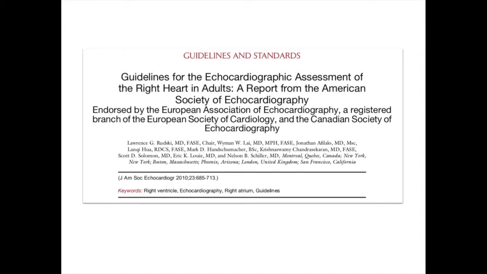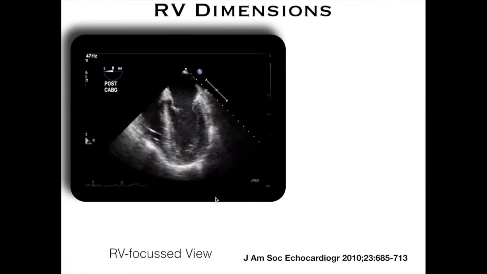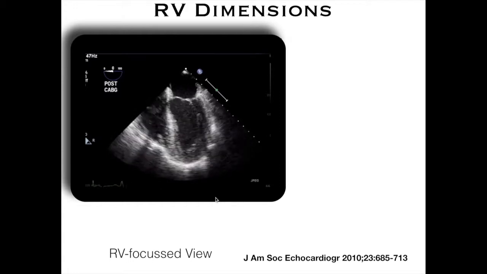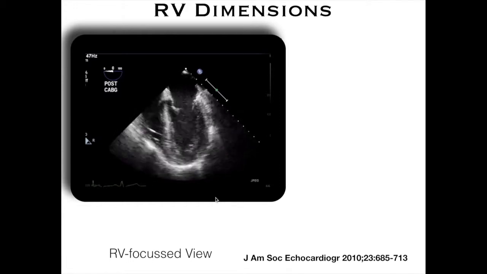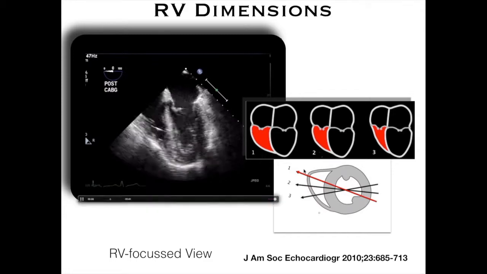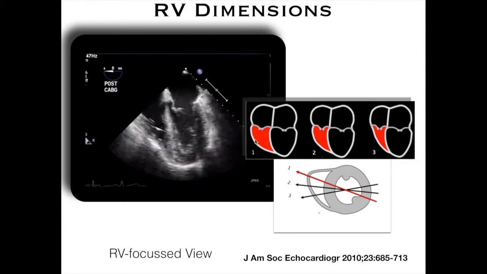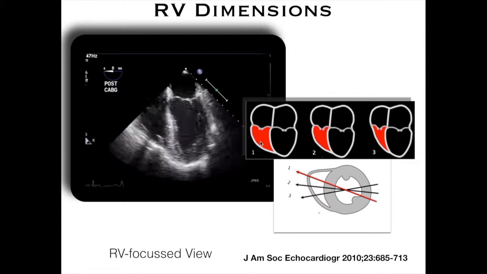Now, when it comes to assessing RV size, the definitive paper or guideline is from 2010, and it defines the upper limits of normal of RV dimensions at the annulus as 4.2 centimeters, in the mid RV as 3.5 centimeters, and the free wall thickness of 5 millimeters. Now, it's worth noting that this paper emphasizes the use of an RV-focused view. In other words, you don't use a classic four-chamber view to make your measurements. You omni down to maximize the RV diameter. This would be the four-chamber view, view 3, then as you increase the omniplane, you cut through wider and wider parts of the RV and you maximize the RV diameter, and that's where you should measure.